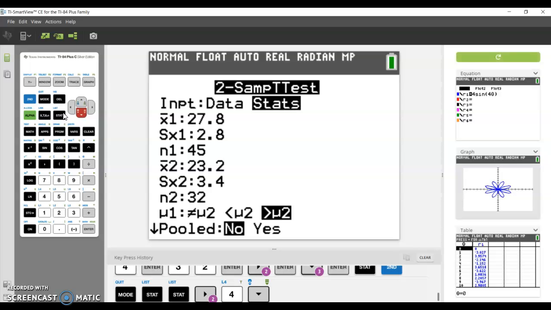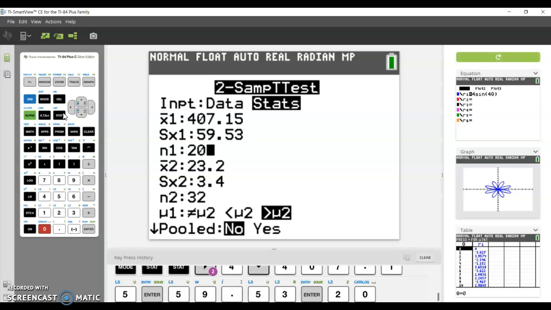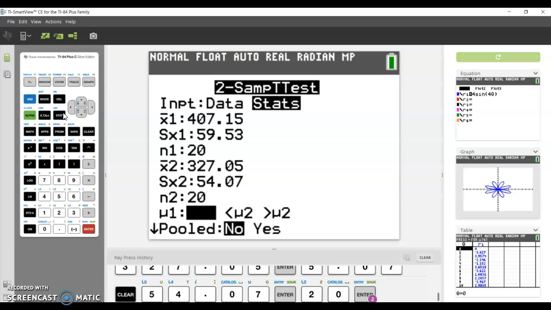So for our estuary problem, the mean for estuary A was 407.15. The standard deviation was 59.53 and the sample size was 20. For estuary B, the sample mean was 327.05 with a sample standard deviation of 54.07. And that was also on a sample of 20. In that first problem, our alternative hypothesis was that the two means were significantly different, so they were not equal to each other.